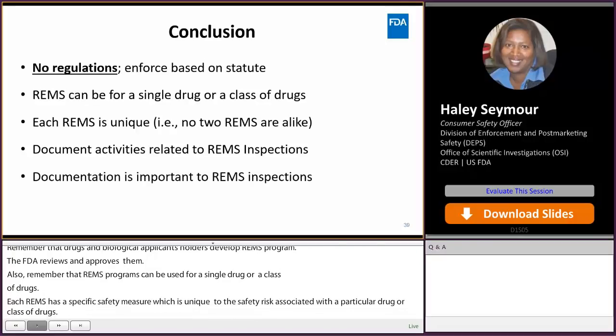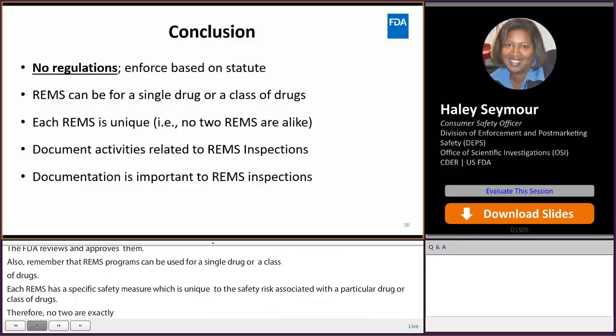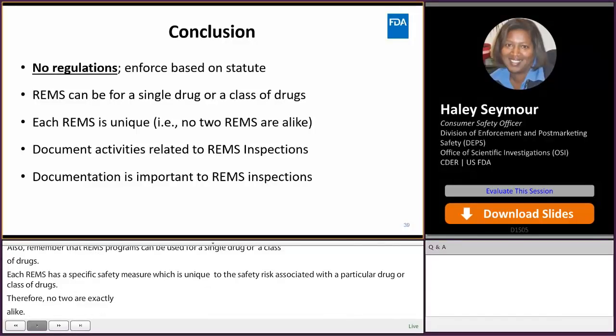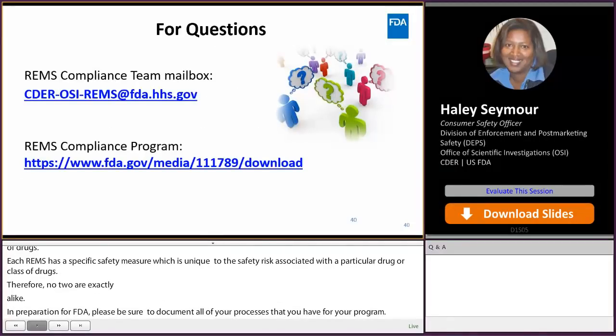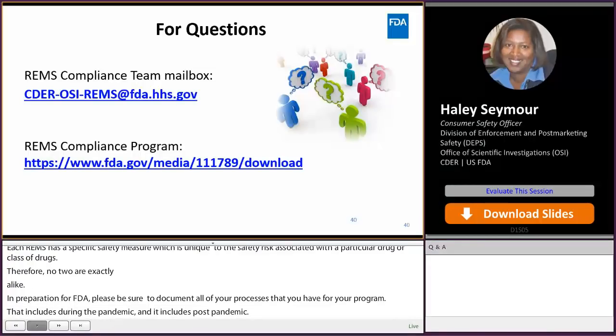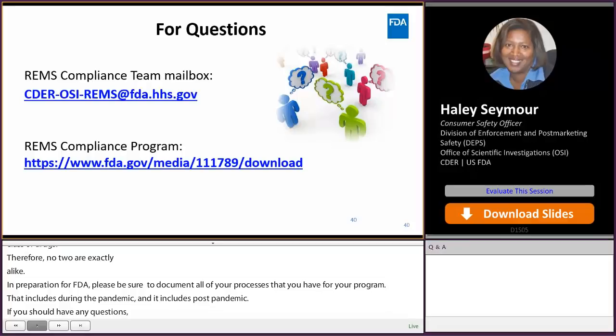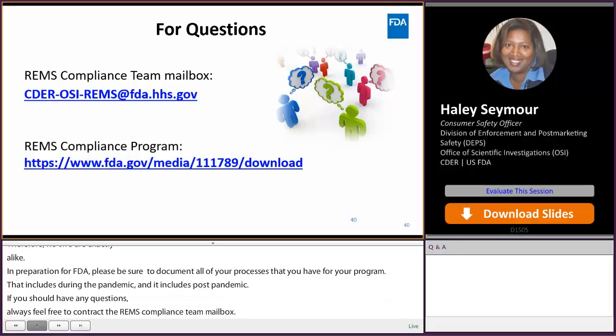In preparation for FDA REMS inspections, please be sure to document everything, all your processes that you have for your program, and that includes during the pandemic and it includes post-pandemic. If you should have any questions, always feel free to contact the REMS Compliance Team mailbox. It's right here available. Any information regarding the REMS Compliance Program can also be found on the FDA website.